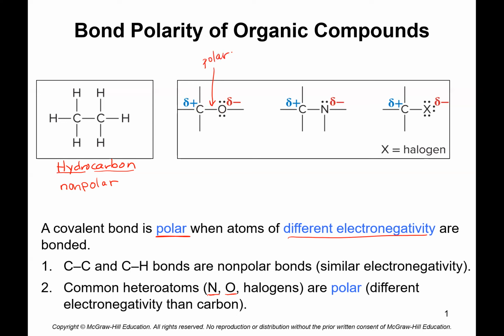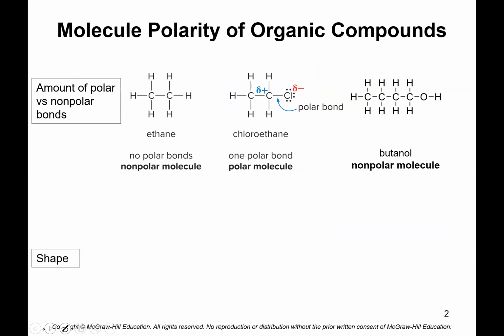Okay. And we're going to do the same thing with the other ones. Nitrogen is more electronegative than carbon. It's going to have that slight negative charge, and this is going to be a polar bond. Okay. If we look at the halogens, same idea, we will have a polar bond here. So anytime you see a heteroatom in an organic compound, that bond between that heteroatom and carbon will be a polar bond. Okay. So that is how we classify bonds.